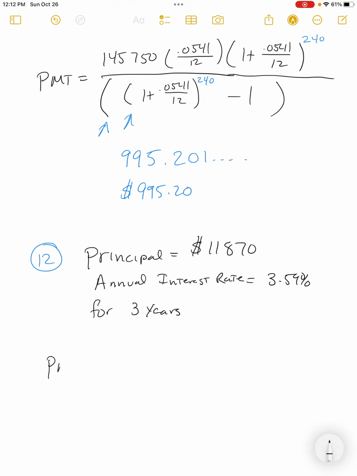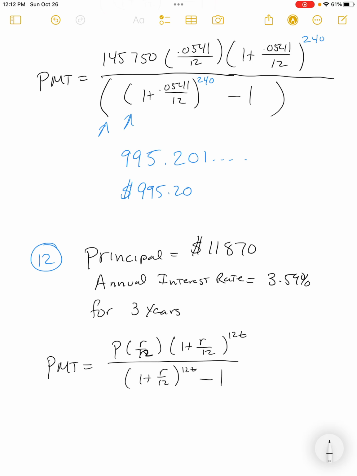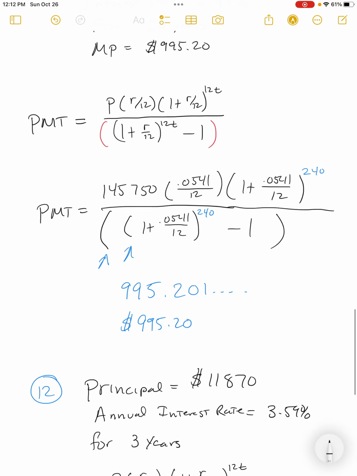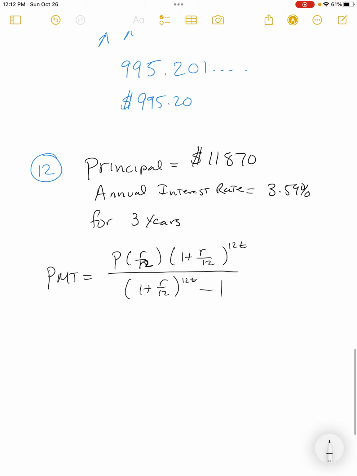Well, we know the payment formula. The payment formula is equal to P times R over 12, times 1 plus R over 12 to the 12 times T, all divided by 1 plus R over 12 to the 12T minus 1. Right? That's our formula right up here. And you won't need to memorize it. You can bring it with you to the test.